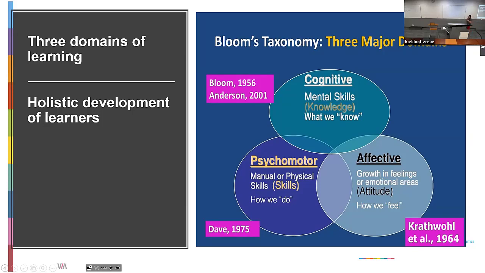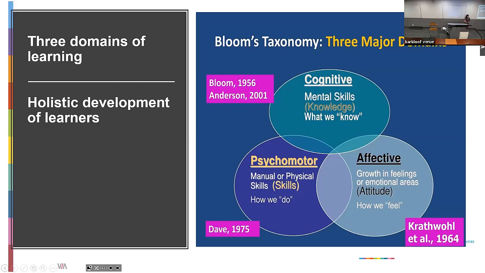And what is very important here, you would see that the 3 domains of learning is your cognitive domain. So there's your mental skills, the knowledge that you develop, what we know. There's your psychomotor domain. So your manual or physical skills, how we do. So basically how we do, right? And then your affective, which is your growth in feelings or emotions, which is your attitude.